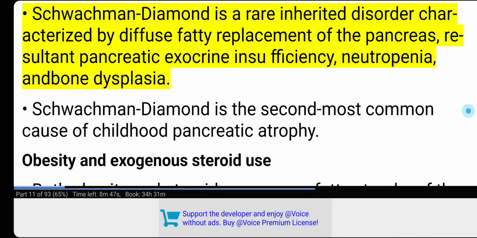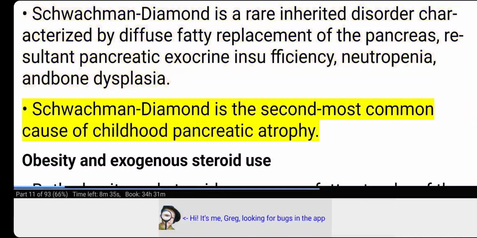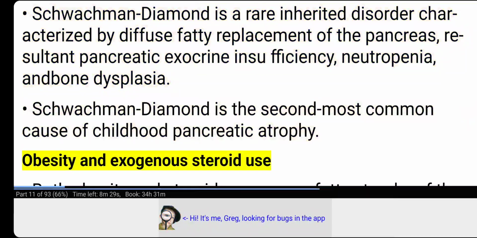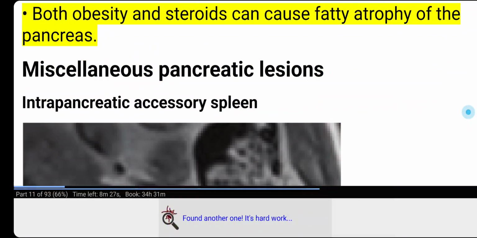Shwachman-Diamond. Shwachman-Diamond is a rare inherited disorder characterized by diffuse fatty replacement of the pancreas, resultant pancreatic exocrine insufficiency, neutropenia, and bone dysplasia. Shwachman-Diamond is the second most common cause of childhood pancreatic atrophy. Obesity and exogenous steroid use. Both obesity and steroids can cause fatty atrophy of the pancreas.